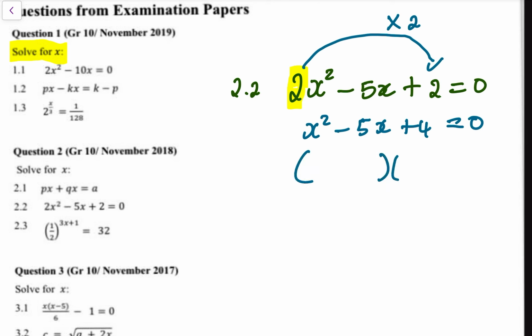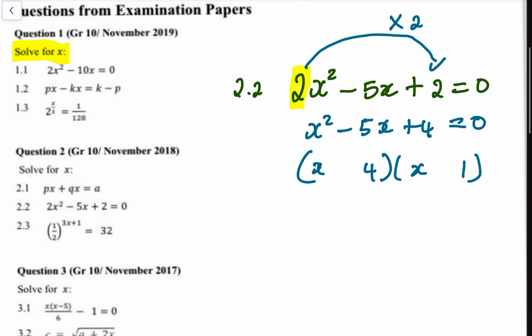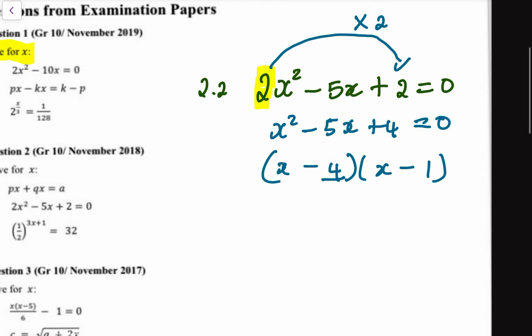So if we factorize this, the factors of 4 that we can add to get 5 are 4 and 1. So we have x and x. Now the last term is positive, so the signs are the same as the middle term, so minus and minus. But remember the 2 that we borrowed. So this is over 2, this is also over 2. This is equal to 0.